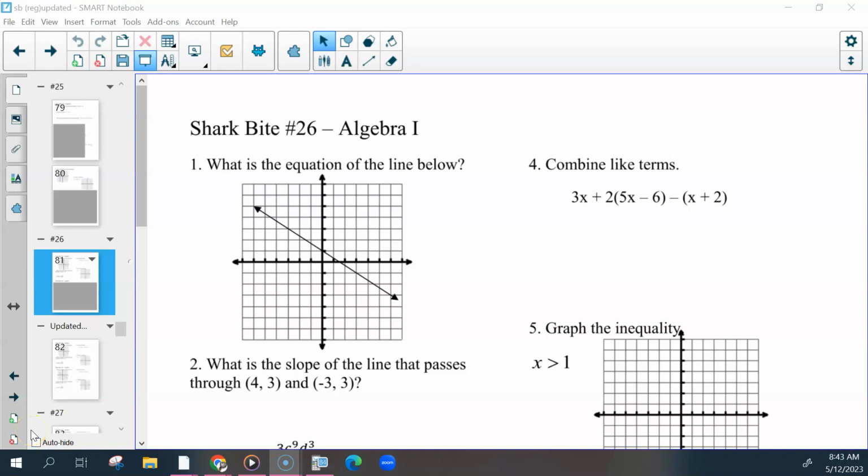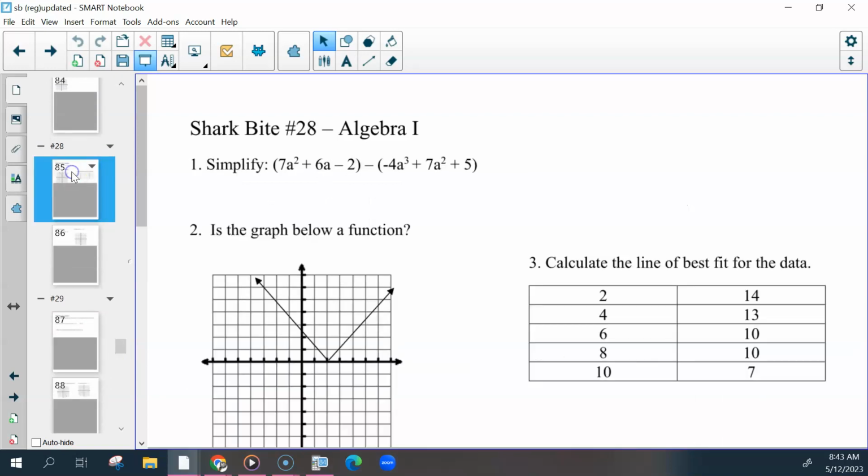Answer, do you guys have? Are there any questions on the shark bite we want to see done, gone over? Three? Okay.